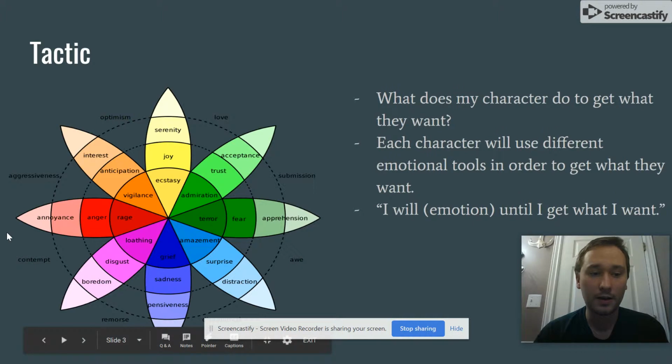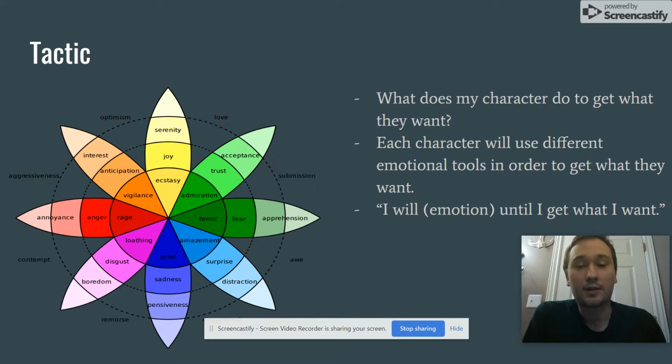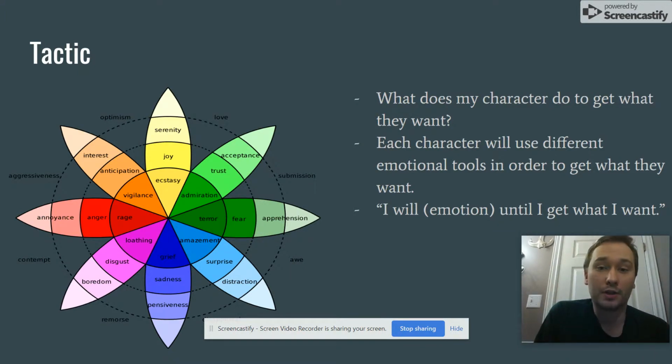All right. And then, while we're trying to achieve our objectives, we'll use tactics. Each character has specific tactics they use, and they're usually related to an emotion. Depending on the character and their personality, they might use emotions differently compared to other characters.